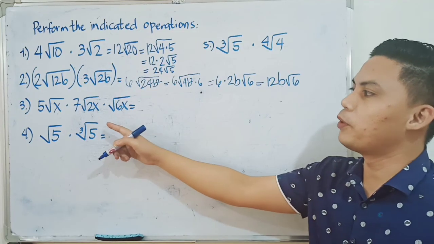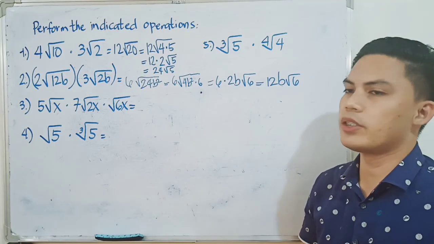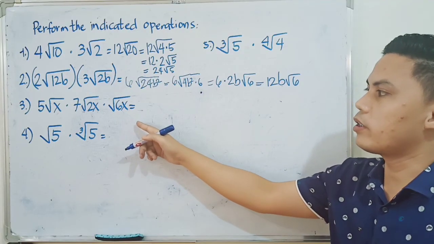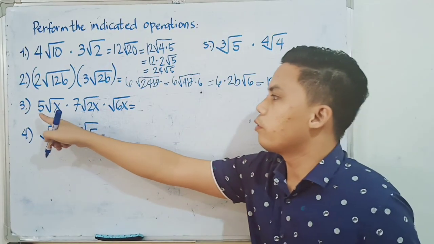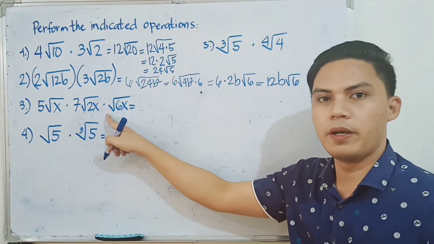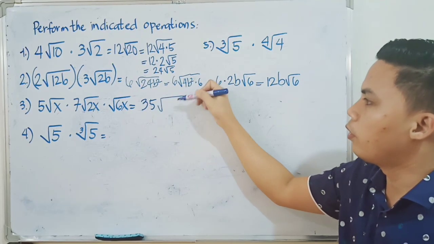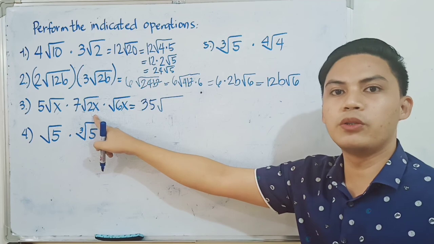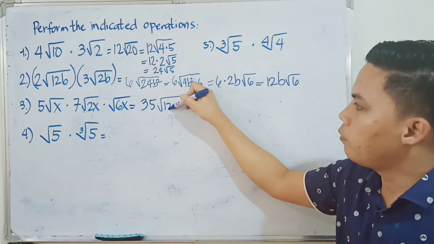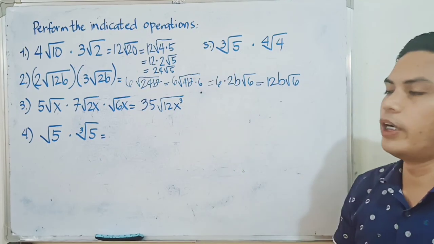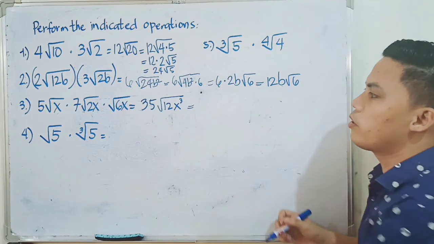And for our third example, we have 5 square root of x times 7 square root of 2x times square root of 6x. So again, same pa rin sila ng indices na 2. Therefore, we can multiply directly. So 5 times 7 times 1. So we will have 35 square root of x times 2x, that would be 2x squared. 2x squared times 6x, that would be 12x cubed, right? So gaya ng ginawa natin sa number 1 and 2, pwede pa natin masimplify si 12x cubed.